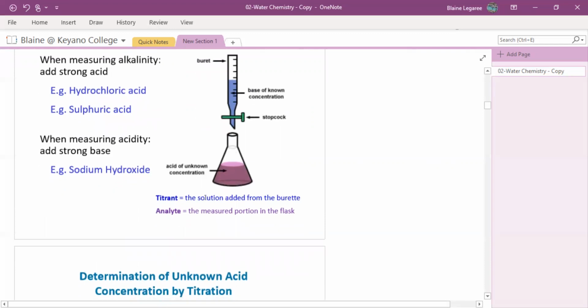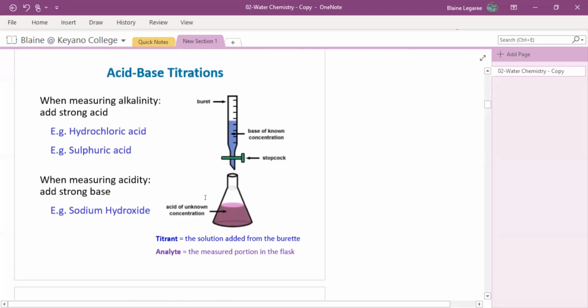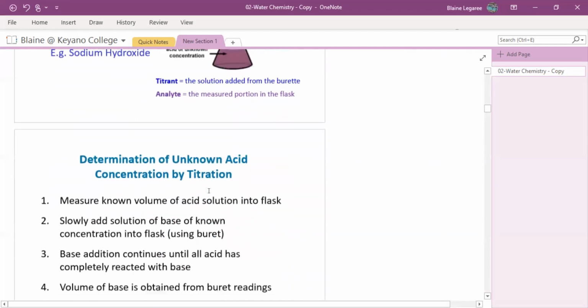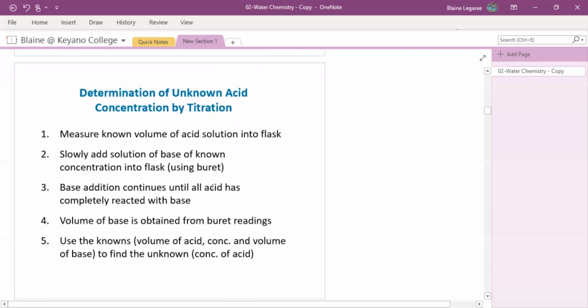So it's important to know at least the terminology for acid-base titrations. So how does this work? Well, you're going to have your acid solution. This will be my unknown acid solution, and you're going to quantitatively measure volume into a flask. In the burette, you're probably going to have sodium hydroxide.